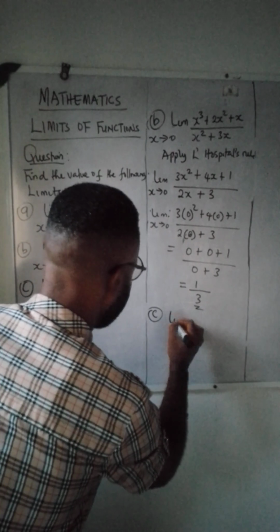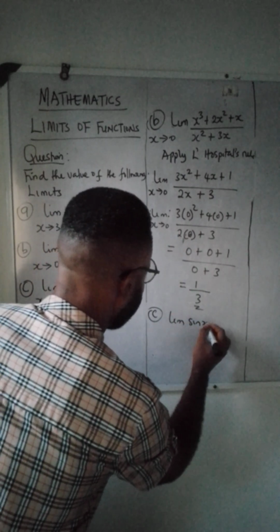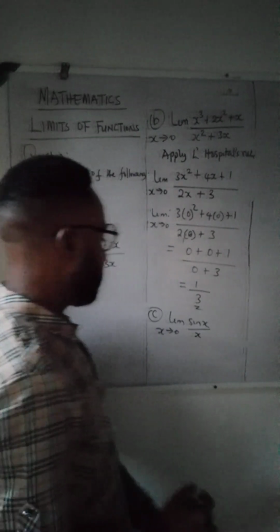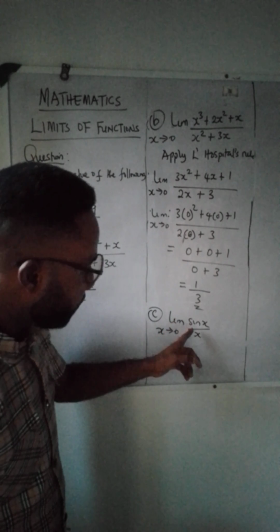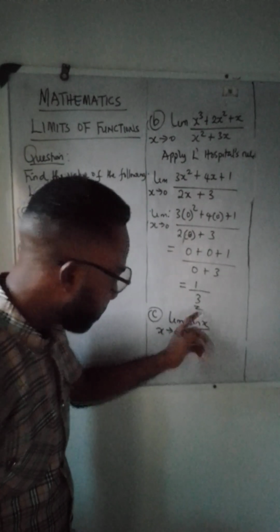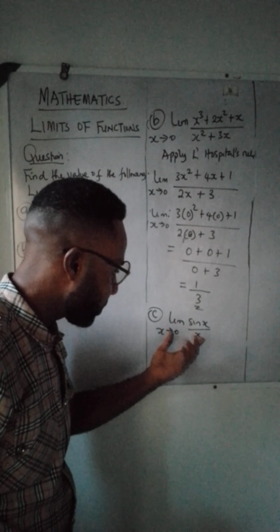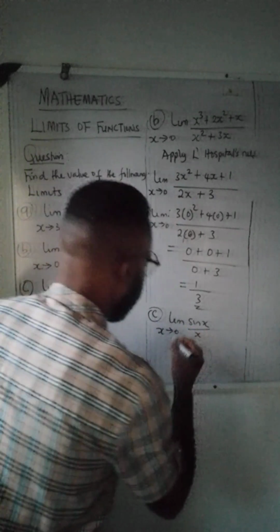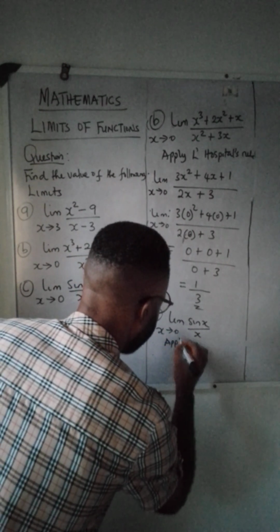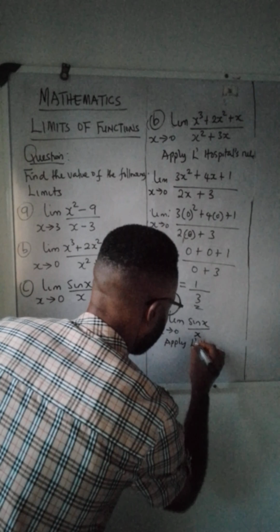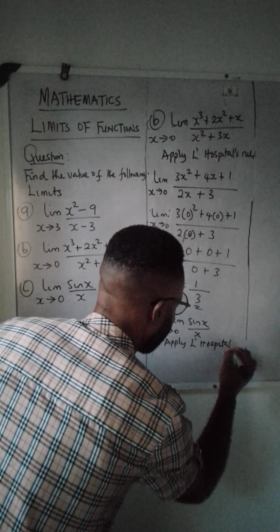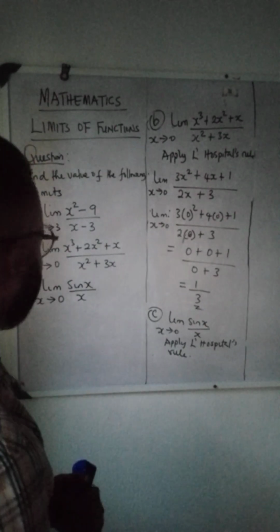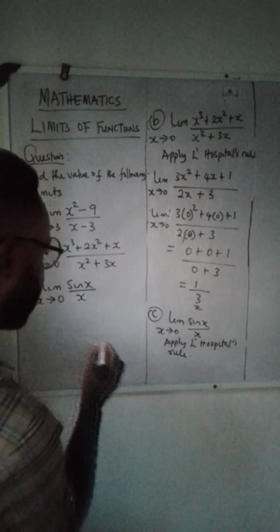C is the limit of sine x all over x as x tends to 0. Now you know that if you punch sine 0 over 0 in your calculator, it's going to give you 0 over 0, which will be undefined. So at this point we apply L'Hospital's rule. So when we apply L'Hospital's rule, let's complete the solution here.